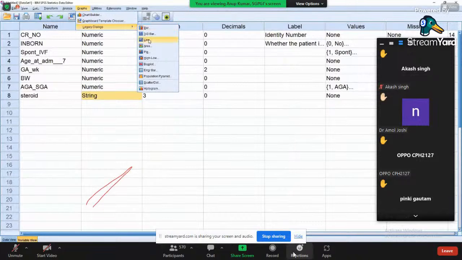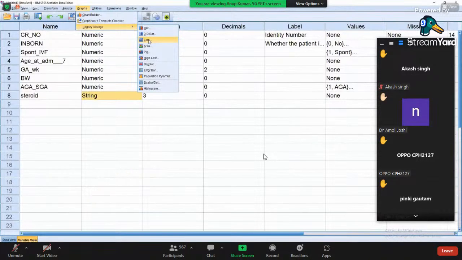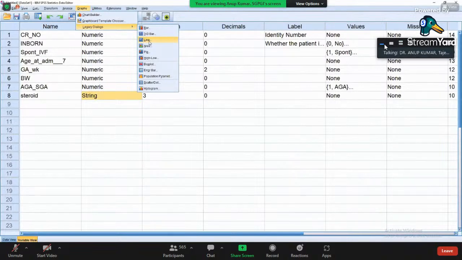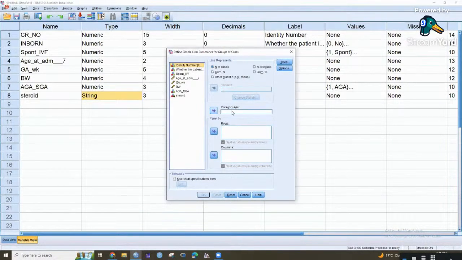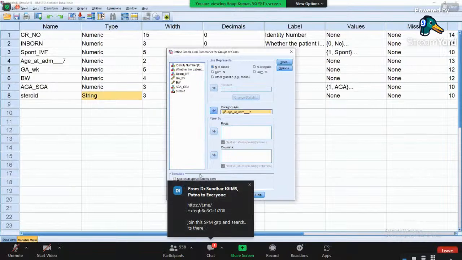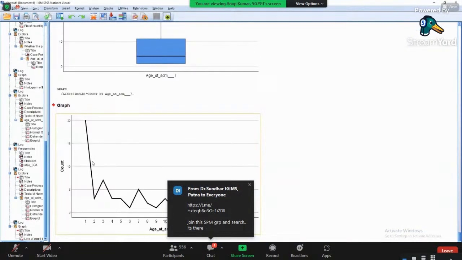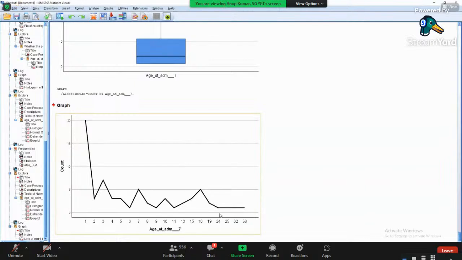Here you can see one girl is asking how to plot the trend line. When you click on this, you get simple line, multiple line, and drop line. If you click on the simple line, it will ask you for the category axis and the rows. For rows you need the year, but we do not have any year, so I'm just putting it in the category axis. If I click OK, it shows the trend line, which is nothing but the frequency of ages, 1, 2, 3, like this.